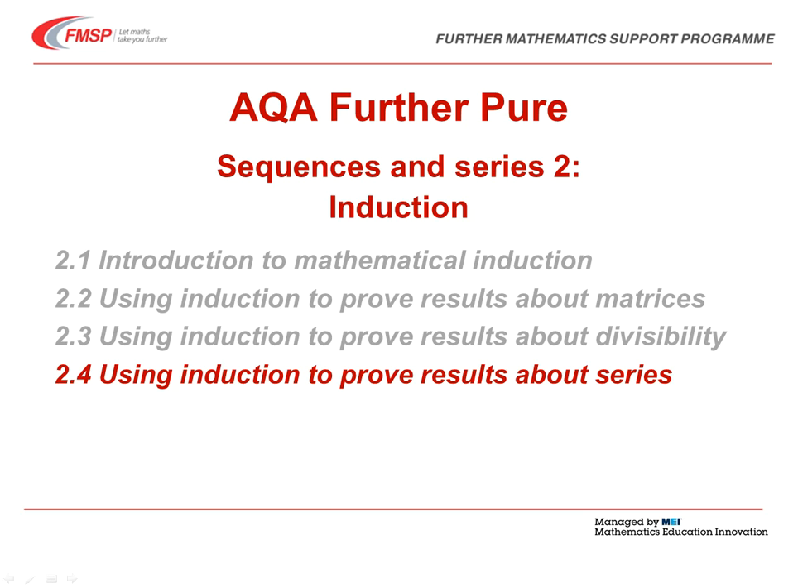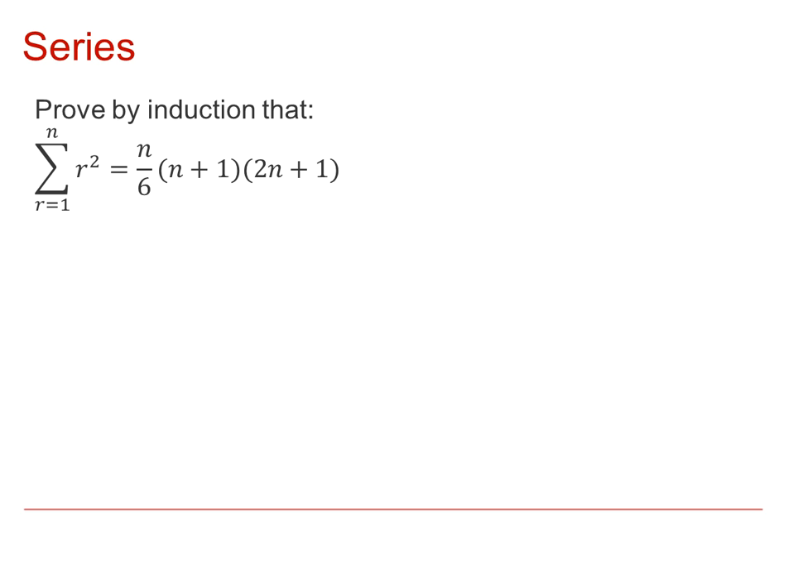This is a video for AQA Further Pure Mathematics, Sequences and Series, Section 2.4. We're using induction to prove results about series. The first example I'm going to look at is to prove the result that the sum of the first n squares is equal to n over 6 multiplied by n plus 1 multiplied by 2n plus 1. So a standard result that we've met before.